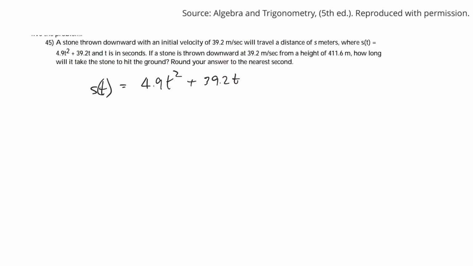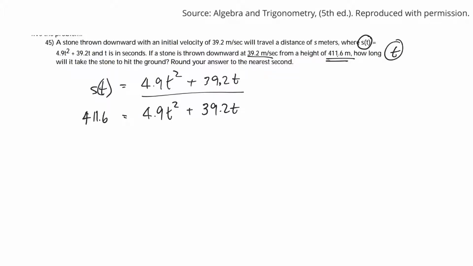And then they say, if the stone is thrown downward, so that's giving me this function here, from a height of 411.6. 411.6 is what the s of t, or the distance, is. So I can put that over here. So 411.6 is equal to 4.9 t squared plus 39.2 t. And they say how long, so they're looking for t. So I'm going to solve this polynomial equation for t.